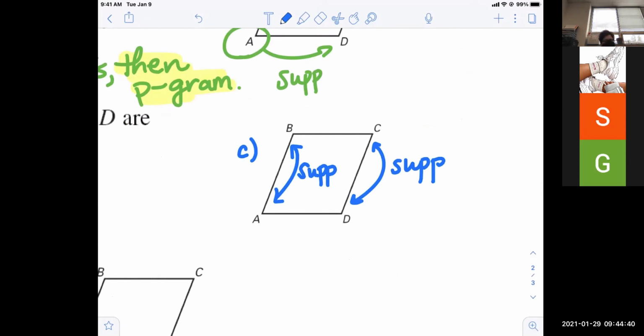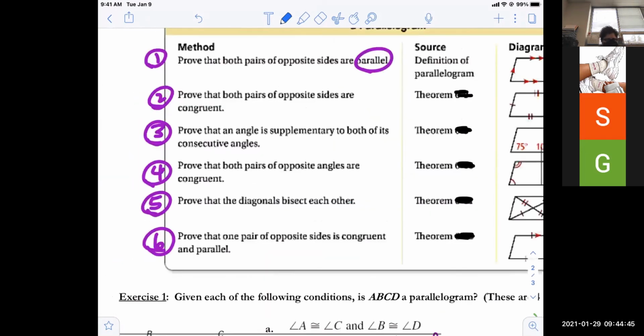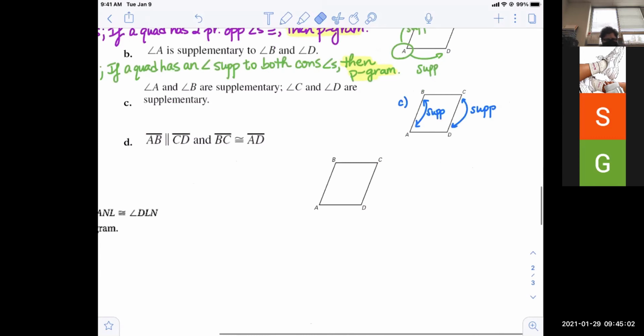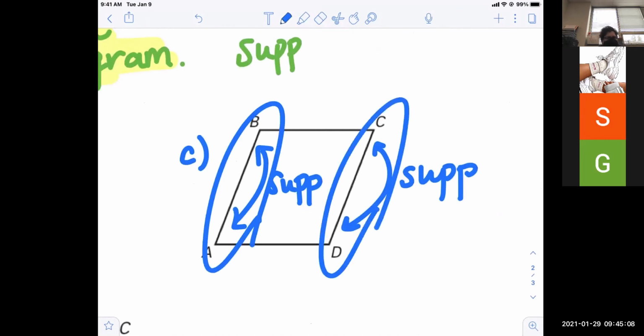Which one does that correspond to up here? Okay, is that the third one? It says an angle supplementary to both of its consecutive angles. That's not what we have, right? Because we don't have one angle supplementary to both. We have a pair of supplementary here, and we have a pair of supplementary here. So it's not the third one.